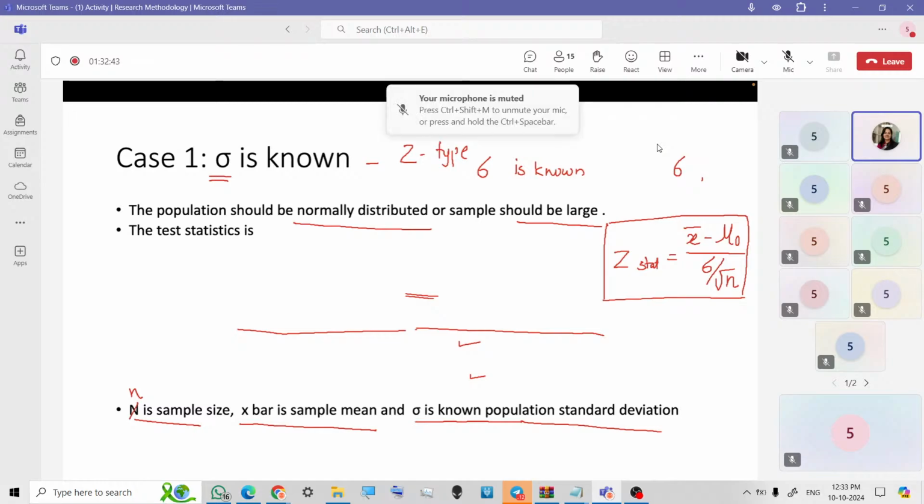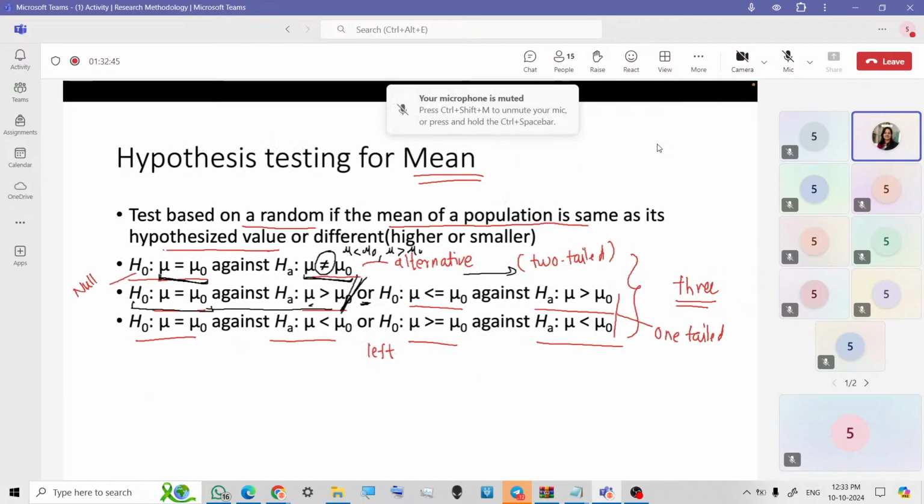So the first case is when you are making a statement on the mean value. What is my null hypothesis? I have three options. In the first option, the mean of the population is the same as the hypothesized value, against it is not equal to. If I'm saying mu is equal to mu 0, against it is less than, or mu is mu 0 against it is greater than.